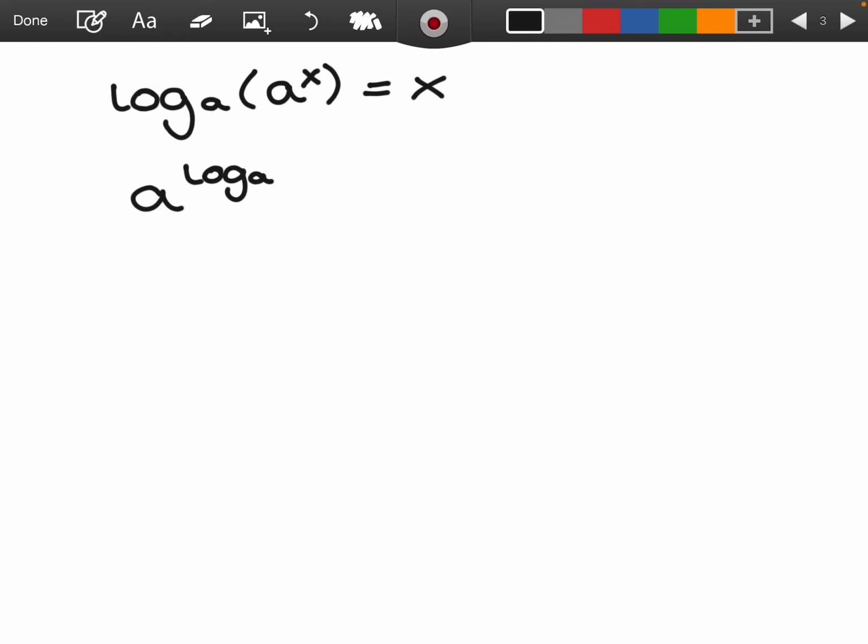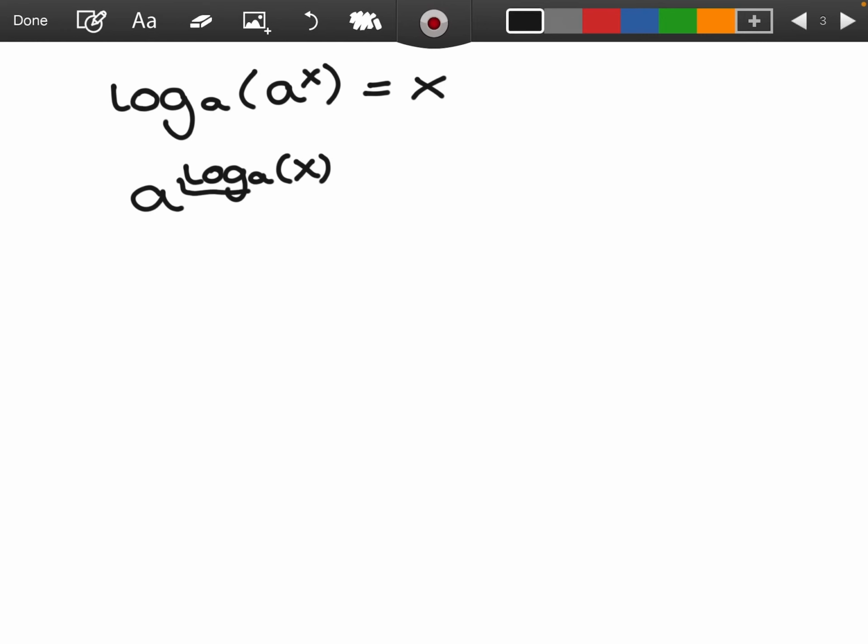Why is that? Well, let's think about it in terms of inverse functions. If I do log base a of a to the x, that's asking what power do I need to raise a to, to get a to the x? Well, obviously, the answer is x. Same way the other way around.